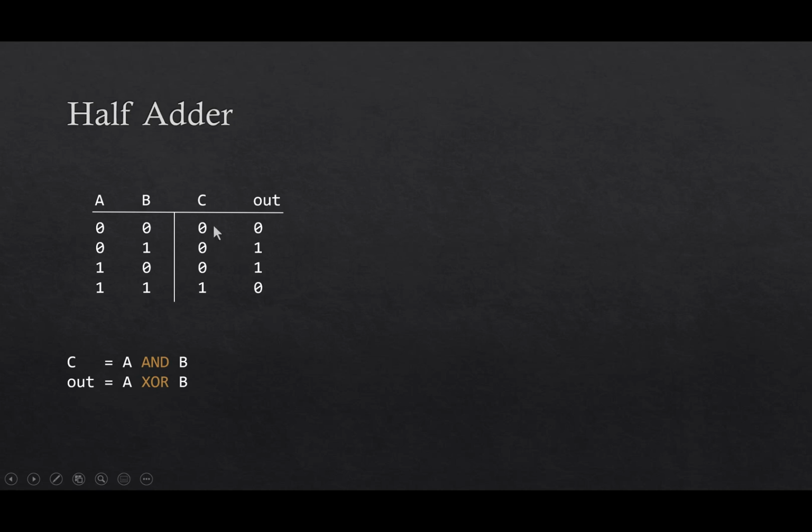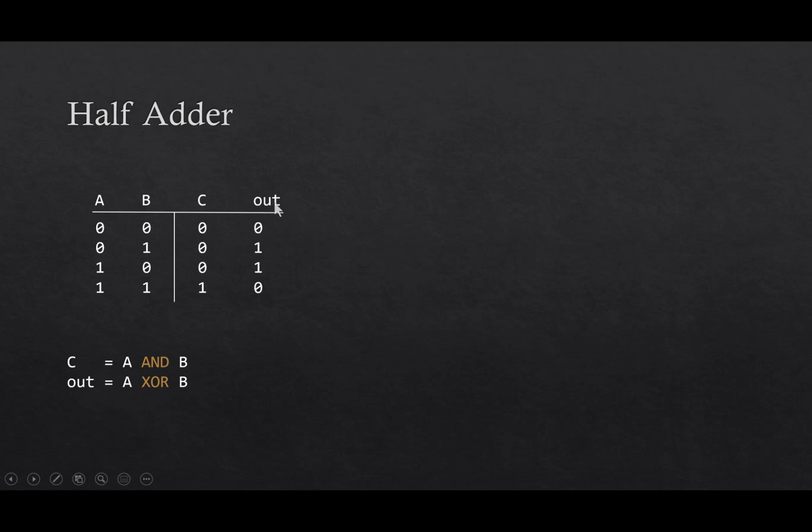So the only case where we're going to carry a number over to the next column is if the result is 2. So if both A and B are 1, then the result's going to be 2. We're going to have to carry a bit over to the next column. So in all other cases, the carry is 0. Okay, so that's pretty simple.